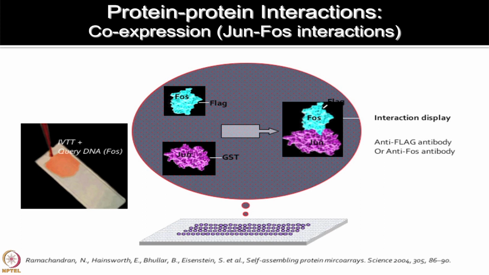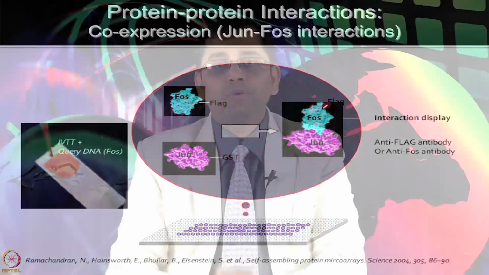If the protein interaction happens between Jun and Fos, then Fos contains the FLAG tag, whereas Jun contains the GST tag. So, to test this interaction, you can use either an anti-FLAG antibody or an anti-Fos protein-specific antibody. In this manner, you do not have to purify the protein even to test the protein interaction, and you can have the protein expression in the same environment even for the query protein of interest.